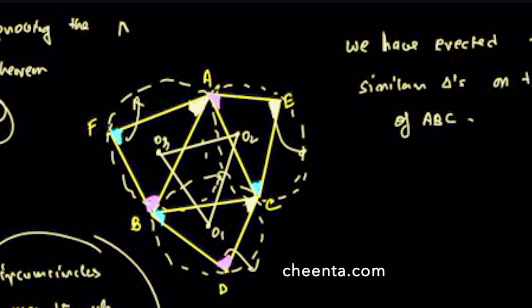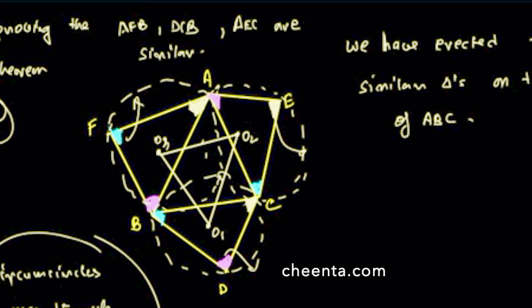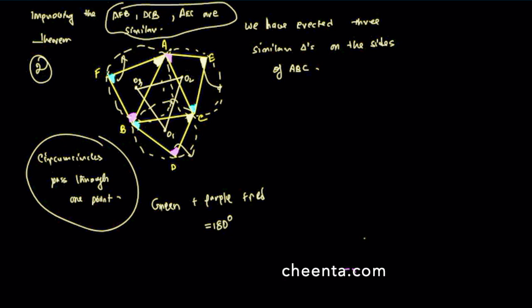AFB, DCB, and AEC are similar. That's what's given to you. That's a given data.